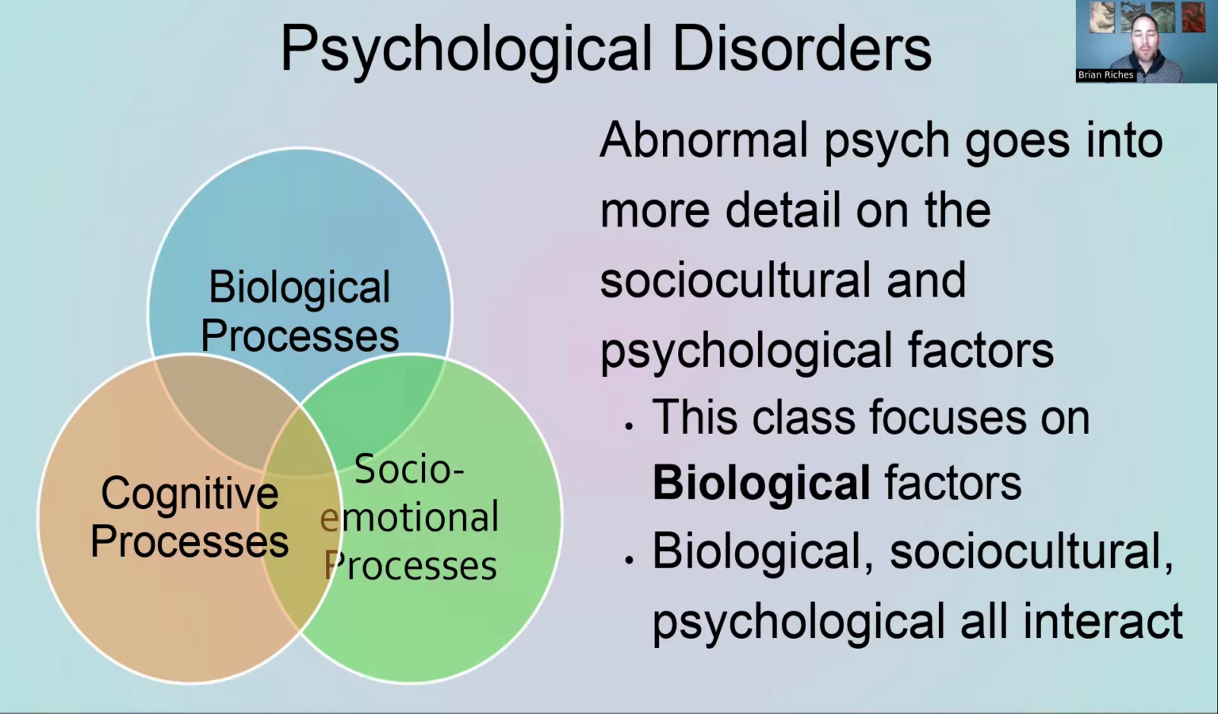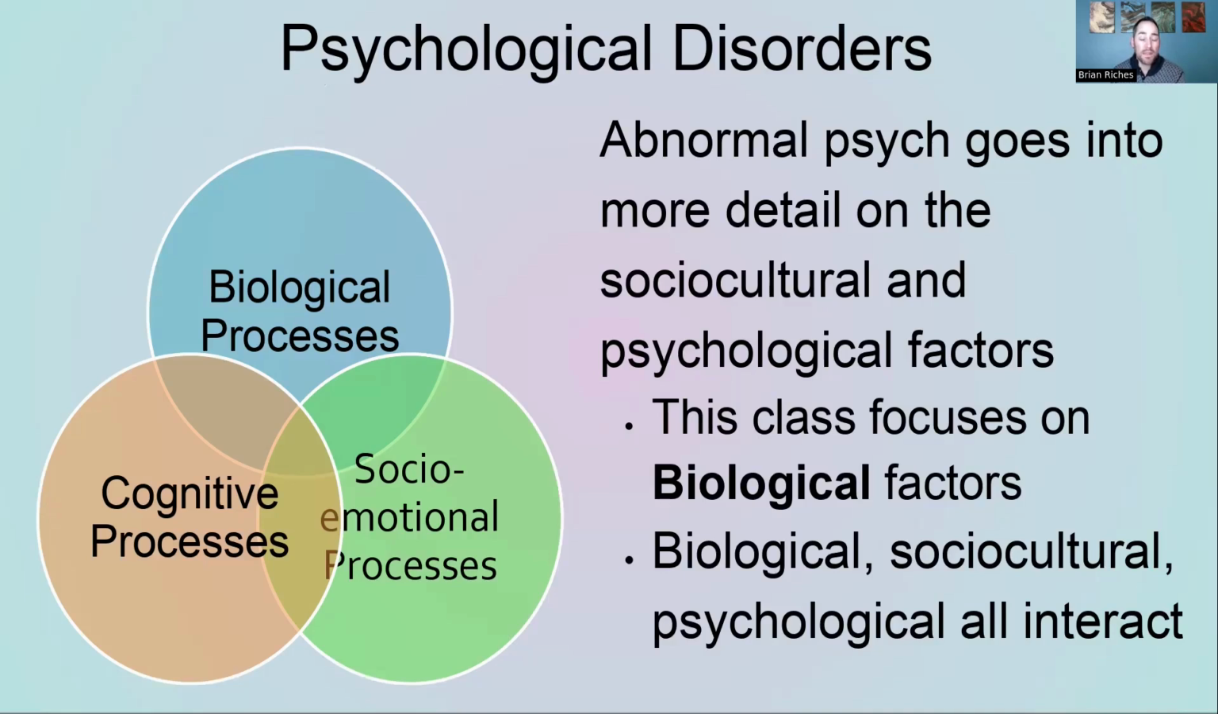So abnormal psychology is the field or the area in a general psych book. Abnormal psych is the one on disorders. It's what we've named that area of the field. An abnormal psych book will go into a lot more detail on the cognitive processes of disorders, the socio-emotional processes of disorders, as well as a little bit on the biological processes. Since this is a neurobiology class, we're going to really focus on those biological processes. There might be a tiny bit of cognitive or socio-emotional mixed in there, but it's pretty much exclusively focused on biological.